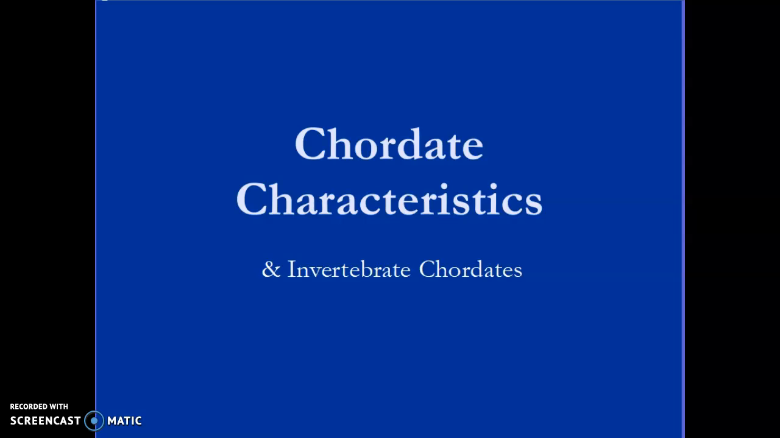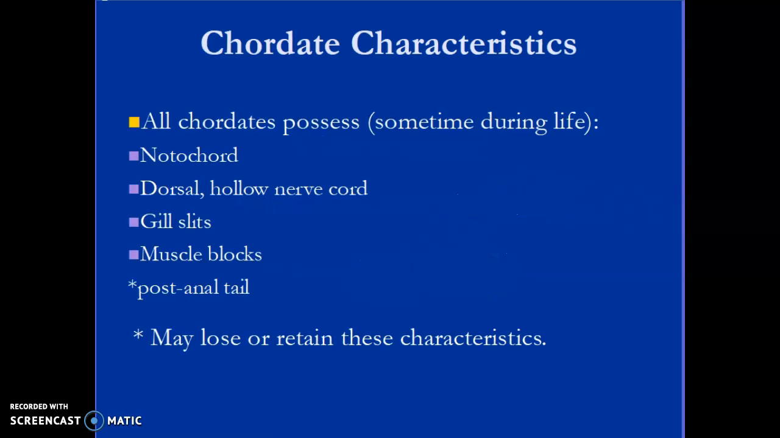Well, hello everybody. So we've been through all the invertebrate classes of animals. We've been through plants, fungi, protists and bacteria. So here we are at chordates, which means they have a spinal cord at least sometime during their life. I want to go over those characteristics today, and then I'm also going to go over two groups of chordates in this presentation.